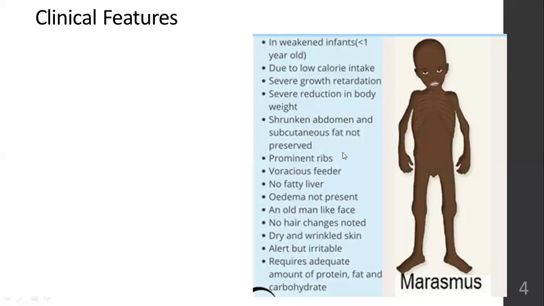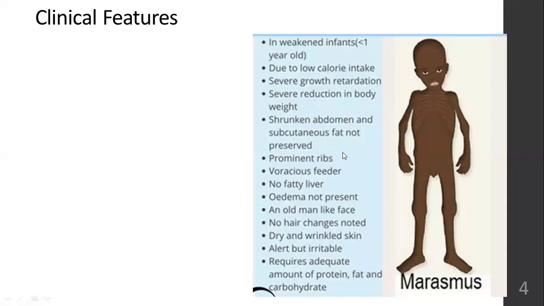Okay, everything the child is losing. So there will be a severe reduction in body weight, shrunken abdomen, and subcutaneous fat which is not preserved. Subcutaneous fat is there between your upper layer of the skin and your muscles. Muscles are also not there, the fat layer is also not there. Now definitely your bone structure will be very evident through the skin.